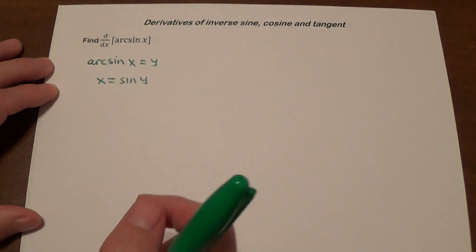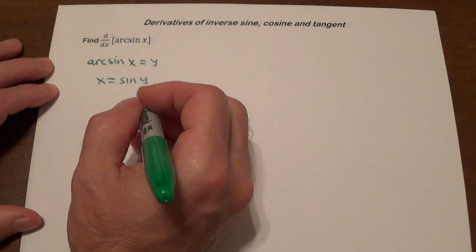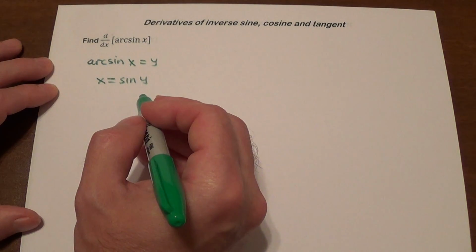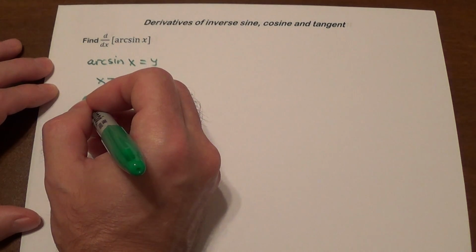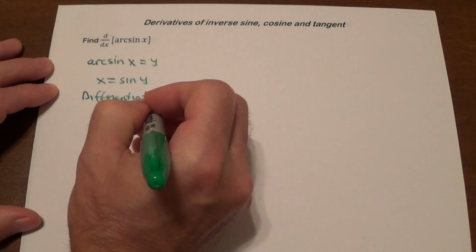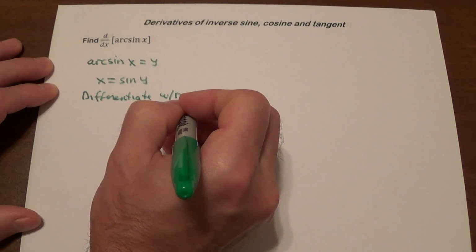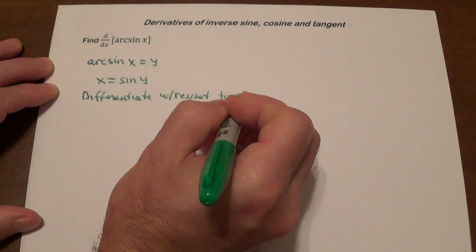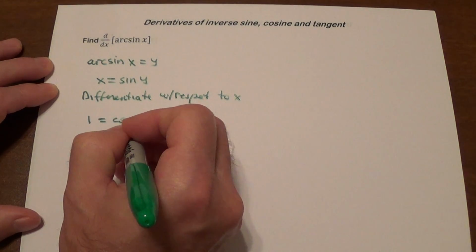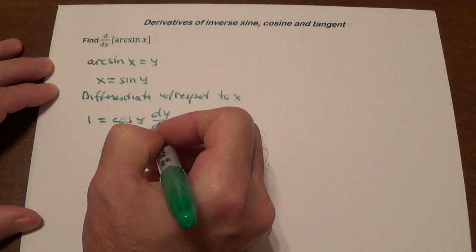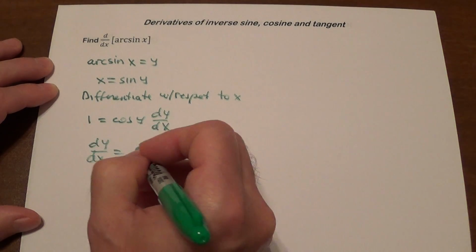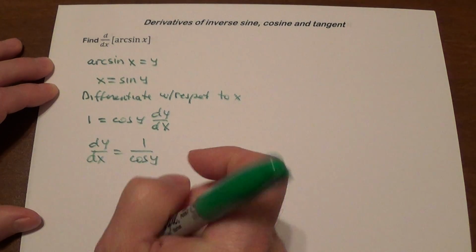And from here we can go ahead and differentiate this. You're going to have to use implicit differentiation because you're trying to differentiate with respect to x. So implicit differentiation, this side gives you 1. This side is going to give you cosine y dy over dx. And that means dy over dx is going to give you 1 over cosine y. I'm going to leave it for a moment.